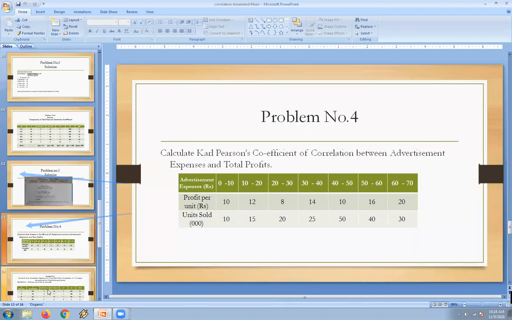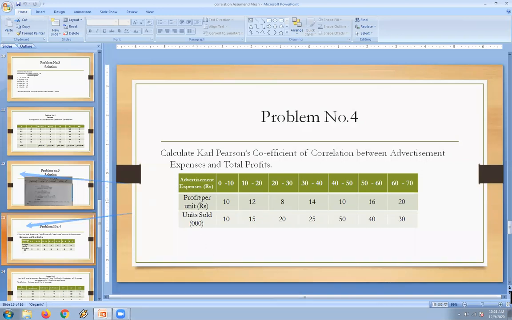You can see the fourth question, for the calculation of assumed mean. See here, whatever exact values are given in the question, we need to be very clear about those points. Calculate Karl Pearson's coefficient of correlation between advertisement expenses and total profits. Advertisement expenses are given in the form of class intervals. We need to calculate with the help of midpoints. And regarding total profits, no clear values are there, so we need to calculate them.